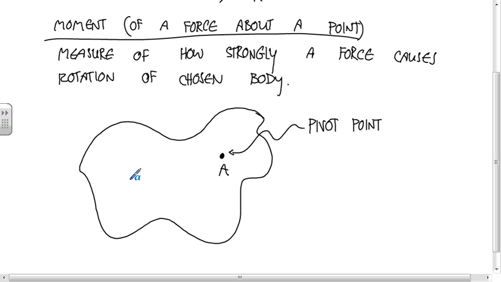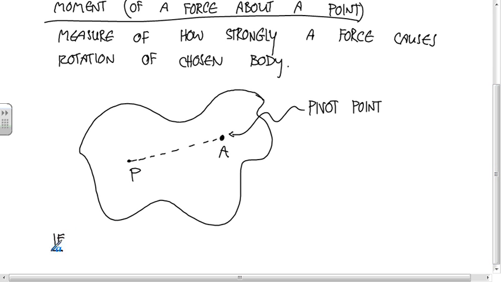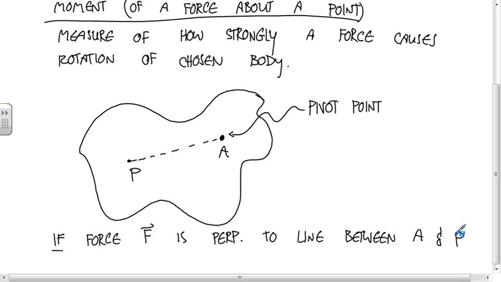And let's choose some point P and draw a line between A and P. Then if the force vector F is perpendicular to the line between A and P, then the moment about that point A that's produced by that force, and this is an absolute value again, is equal to the absolute value of the force times d.